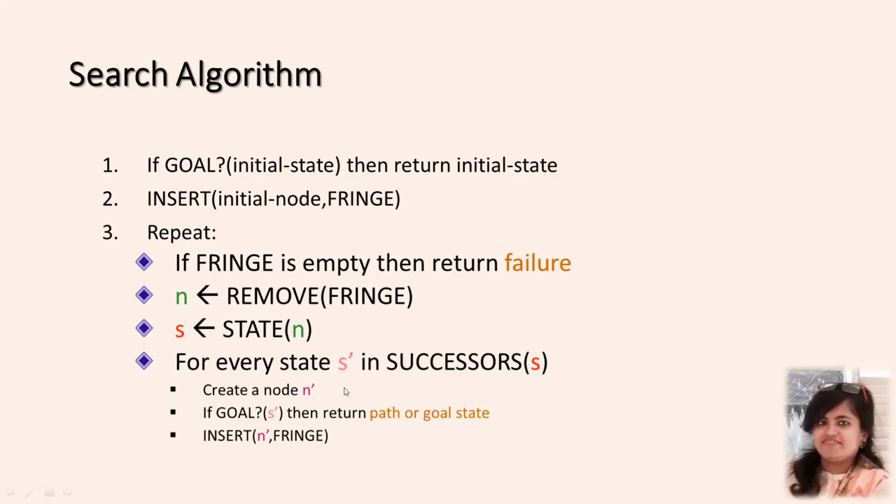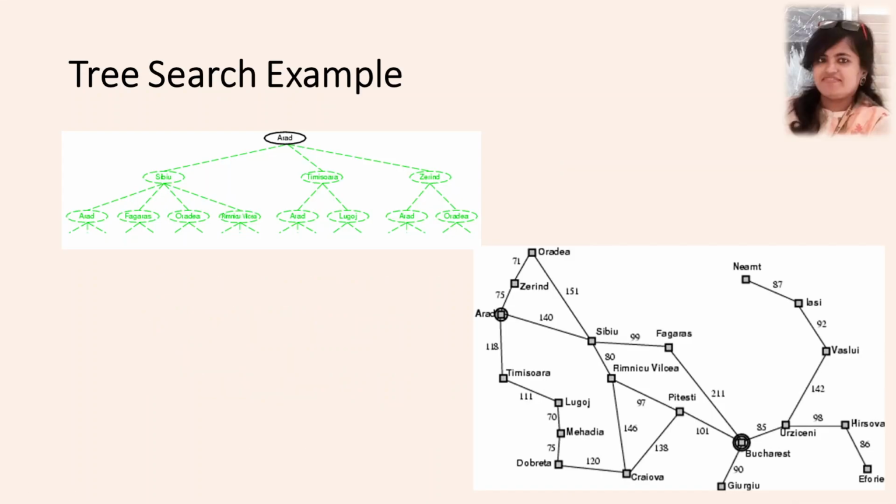If that successor is your goal node, fine, you have reached your goal. If not, you need to move to its child node, and the child of the child node, and then return the path or the goal state when you have reached the goal. And if you haven't reached the goal, you need to insert the child nodes into the fringe. This is all about any general search algorithm.